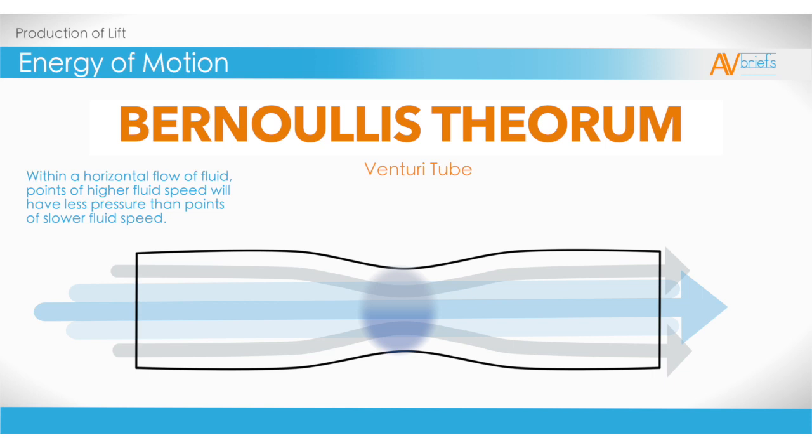His theorem states, within a horizontal flow of fluid, points of higher fluid speed will have less pressure than points of slower fluid speed. The fluid he's referring to for our purposes is air, as air is indeed classed as a fluid. A venturi is a cylinder, exactly like you see here, which has a decrease in the size of the cylinder in the middle.